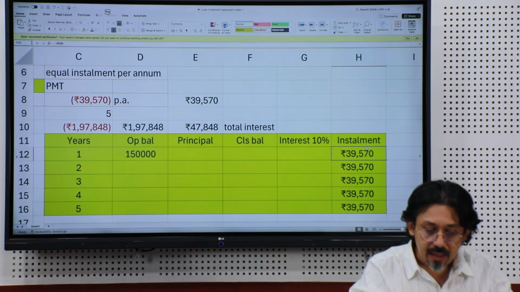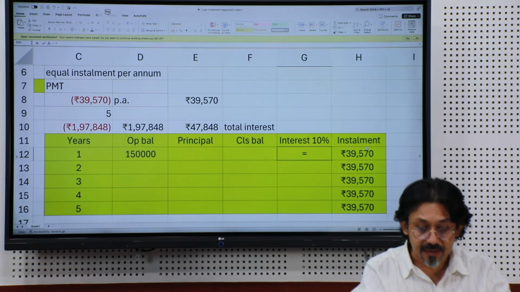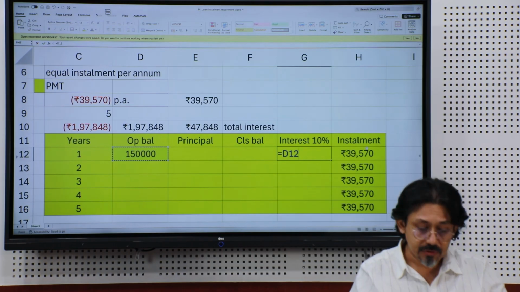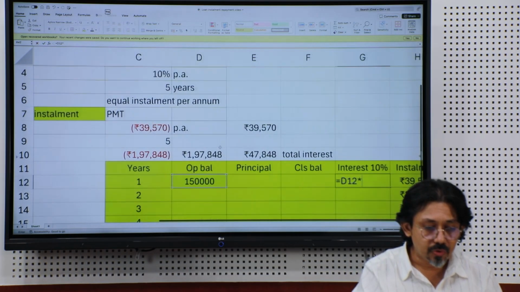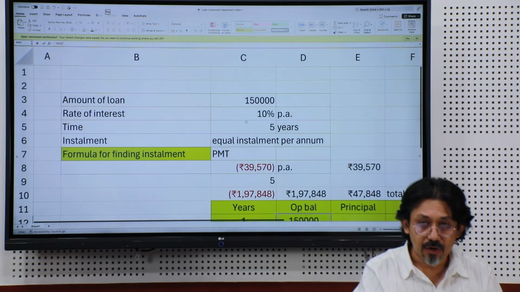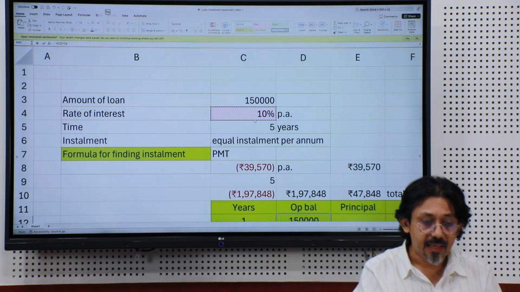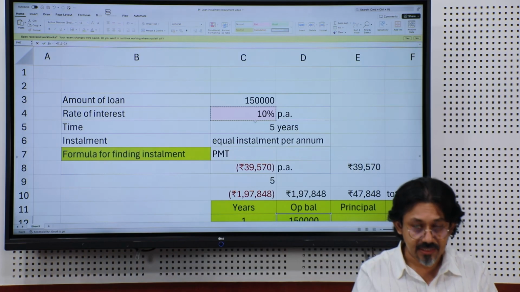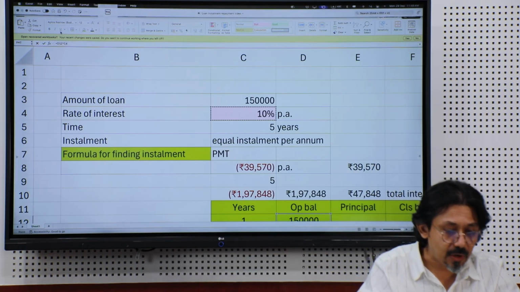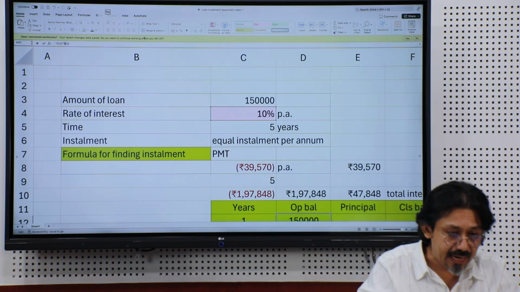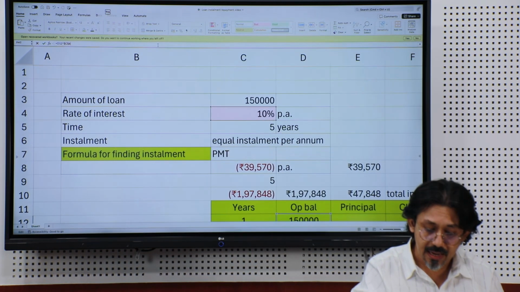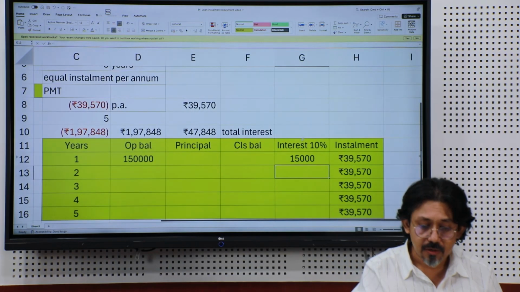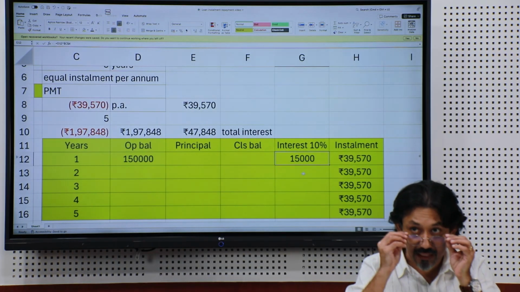And hence, I am going to first calculate the interest. Cell 1,50,000 opening balance multiplied by, I will go to the rate of interest cell. My rate of interest cell was 10% and this cell is not going to change, it is going to be constant. So, I am going to lock it by a dollar sign again. So, my cell C4 is locked with a dollar sign and I say enter. So, what do I get is an interest of 15,000.